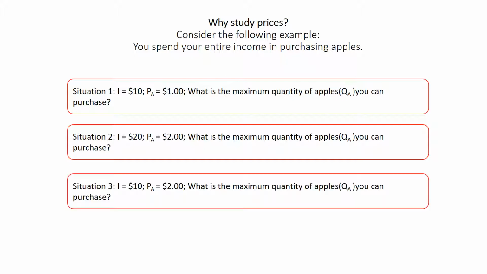The third situation: suppose income stays the same as in situation 1, but the price of an apple doubles. Now what happens? What is the max quantity of apples you can buy? It will be 5. So when your income stays the same and the price of something increases, you can buy less with the same income that you receive.